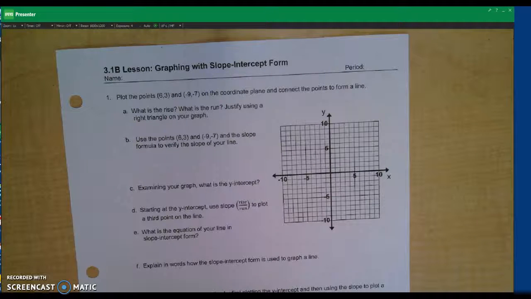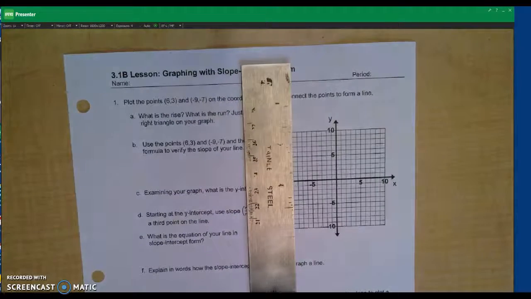So you should have turned in your performance task. I should have collected 3.1a. You should have done an extensive warm-up, and there should be no questions on it. If so, make sure you understand how to do it because it's going to be important for today's lesson.